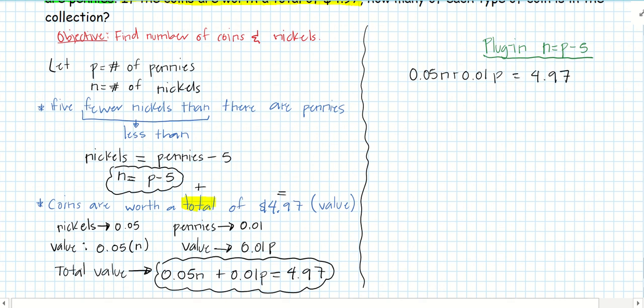4.97. Now notice how this right here is the value of N, and we also have an N right here. So by plugging in, I mean that instead of N, I'm going to replace it with P minus 5. Okay, so this N will be replaced with P minus 5. And then I have 0.05 times that, plus 0.01P equals 4.97. Okay?